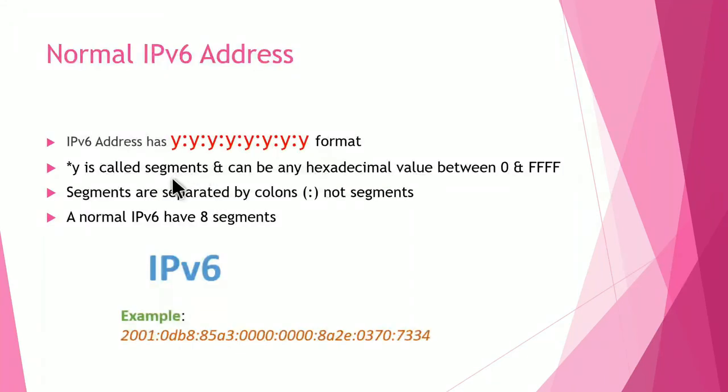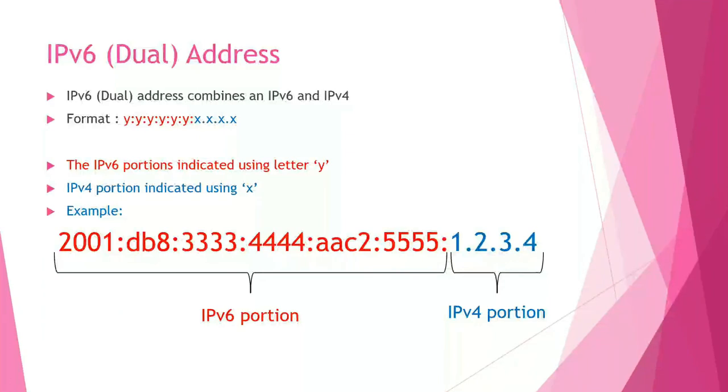A normal IPv6 address has this format, where y is called segment and can be any hexadecimal value between 0 and FFFF. The segments are separated by colons, not periods. A normal IPv6 address has 8 segments. IPv6 dual address combines an IPv6 and IPv4 address and has this format. The IPv6 portion is indicated using letter Y and the IPv4 portion is indicated using X.